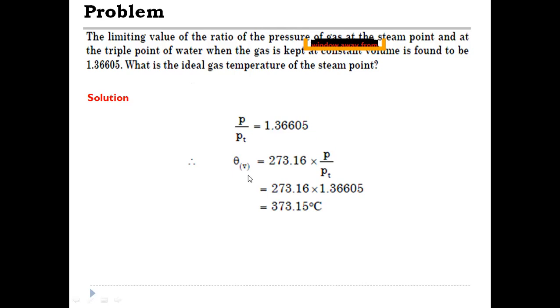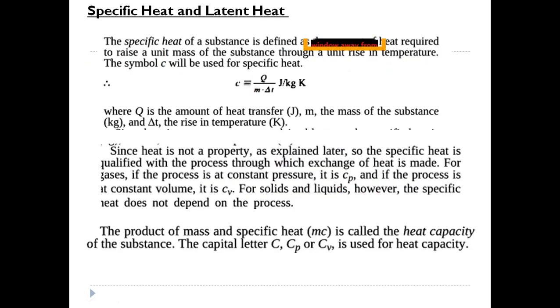So the ideal gas temperature of the steam is given by the relation theta is equal to, for a constant volume here, so I have written V here, 273.16 into P by PT. So 273.16 into P by PT means this ratio they have given. If it is a constant pressure gas thermometer, we have to write the ratio of volumes here. That is the only difference. So you'll get the ideal gas temperature of the steam as 373.15.